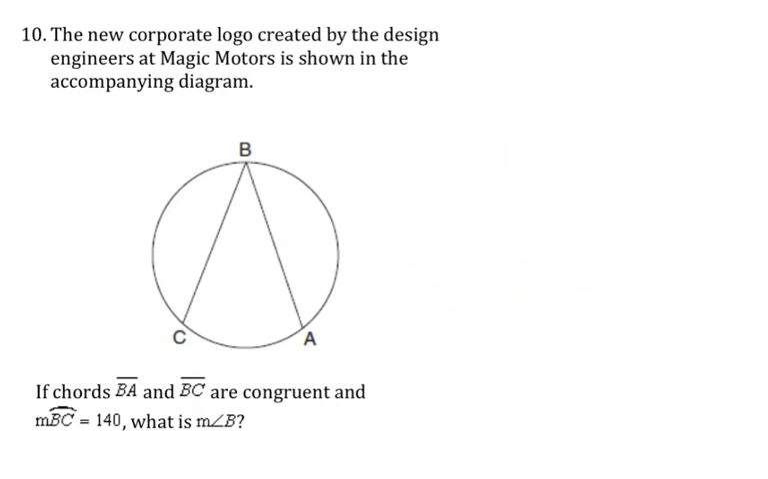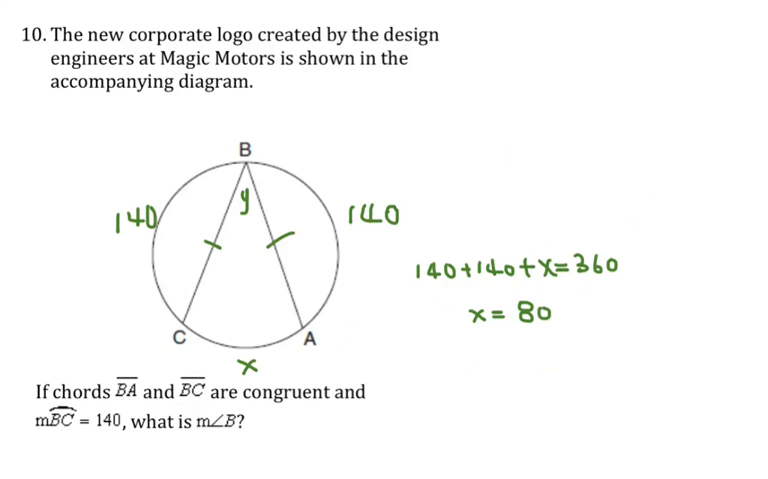Number 10. BA and BC are congruent. That tells us that since arc BC is 140, then arc BA also must be 140 because the chords are equal, they have the same measures. And I don't know what this one is, so why don't I call this one x? But the angle which we are looking for is this one, y. So here, first, we realize that 140 + 140 + x must be equal to 360 because that's the measure of the angle around the circle. So once you combine them together, what is x equal to? x becomes 80 once you calculate that.